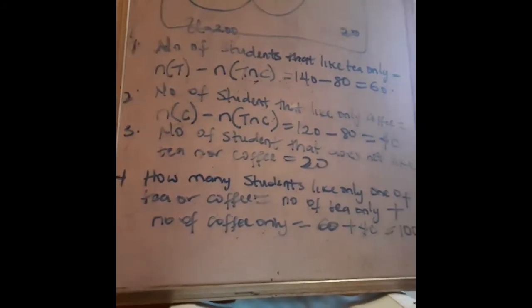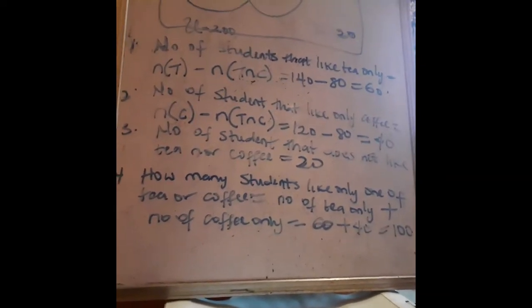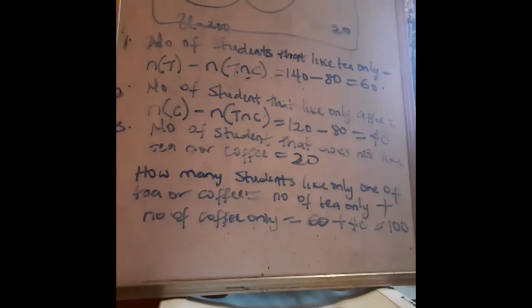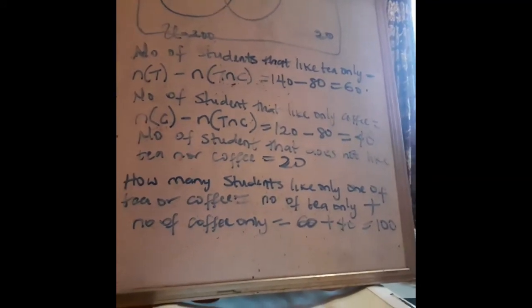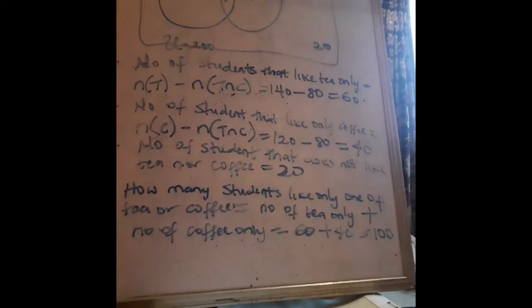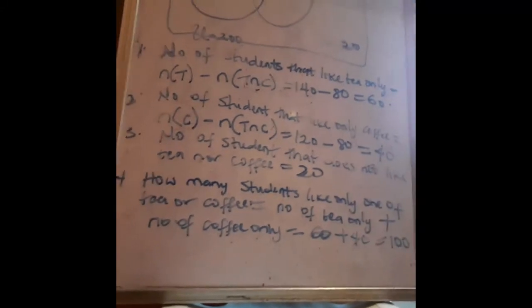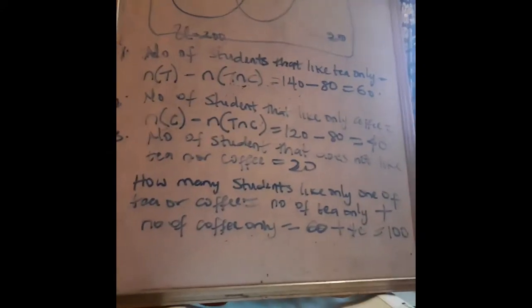So we've solved the 4 questions we were given under the example. Number of students that like tea only, which is 60. Number of students that like coffee only, which is 40. Number of students that do not like both, 20. And number of students that like only tea or coffee: tea only is 60, coffee only is 40. So we added it and it gave us 100.